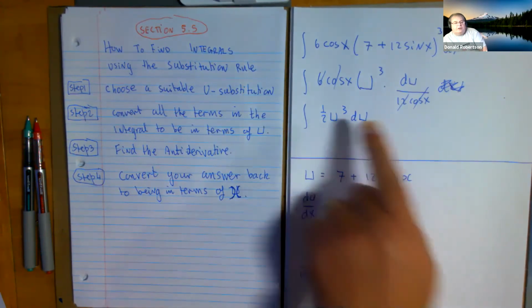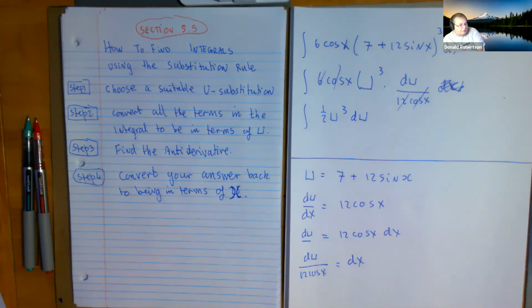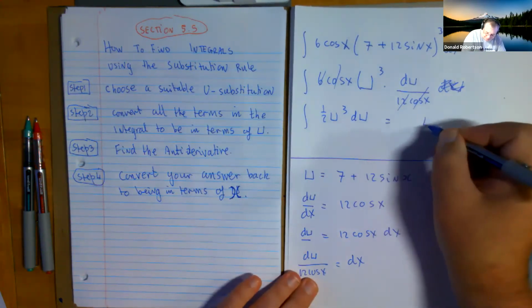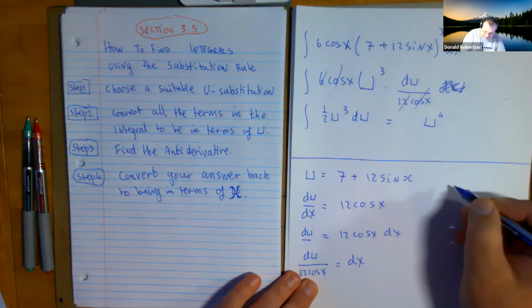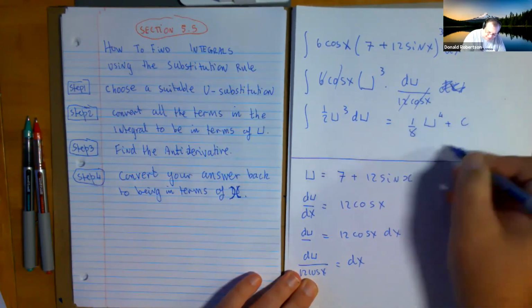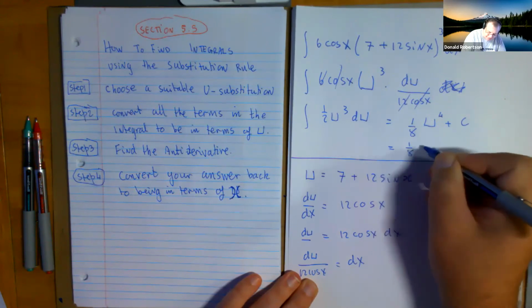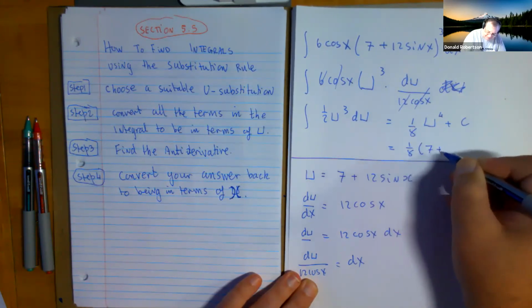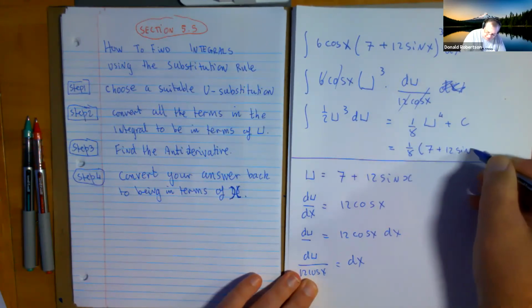And that's a good sign, because that means that we've probably chosen the right u sub and that we've probably done the correct algebra to get to here. Now the power rule is add 1 to the power, divide by the new power, and then convert back to the x's.